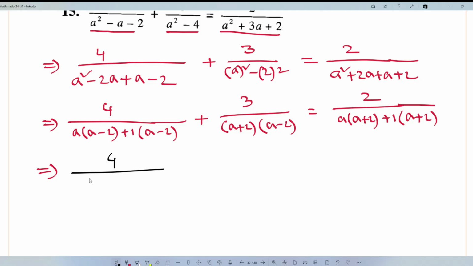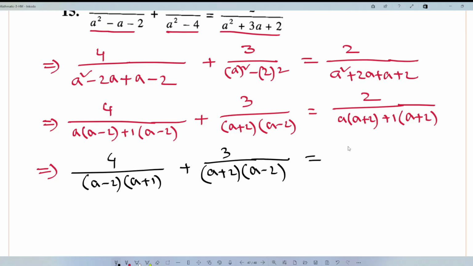Here is 4/(a-2)(a+1) + 3/(a+2)(a-2) = 2/((a+2)(a+1)), right? Then look, what is common thing in left side? Here (a+1) is uncommon, but (a-2) and (a-2) here is available. So we can write like this.